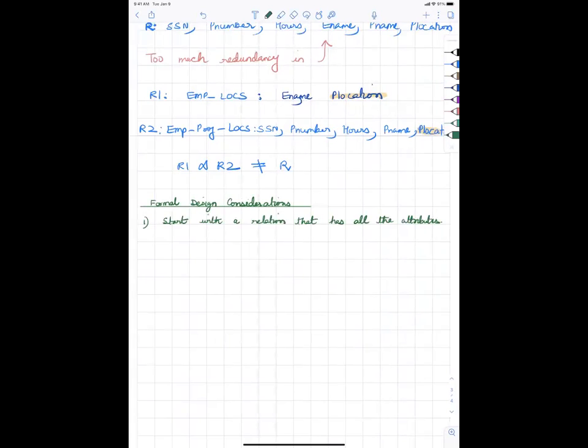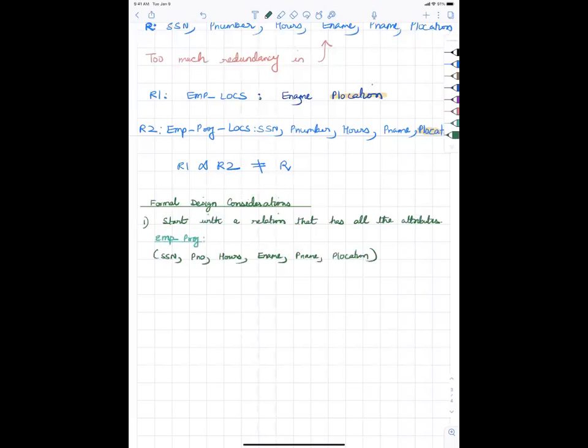Again, I'll go back to the employee project since we started with that. Initially you don't have to split it up. You start with the employee project and then you have all these attributes: social security number, project number, e-name, P name and P location. I'm putting a smaller table, so I'm not putting first name, last name, etc. Okay, so that's the first step.